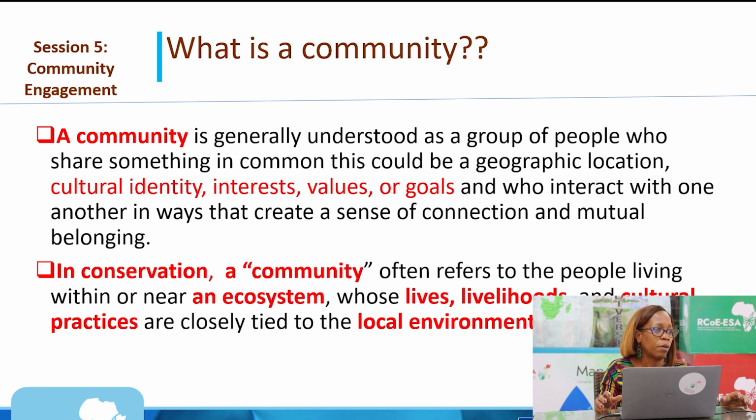Now, to be more specific, in conservation, a community often refers to the people living within or near an ecosystem whose lives and livelihoods and cultural practices are closely tied to the local environment.